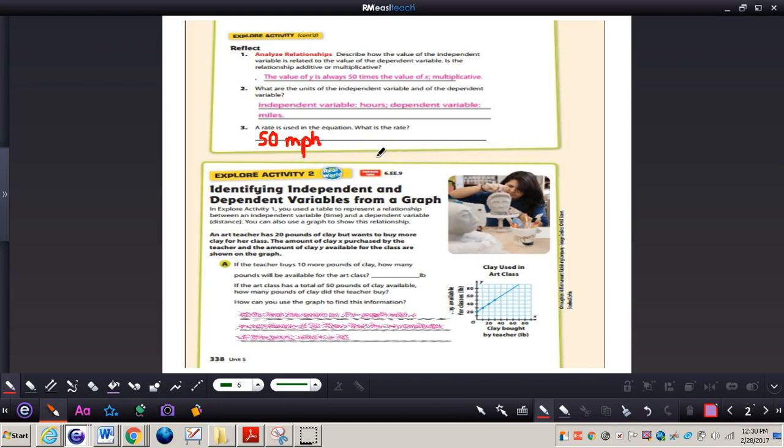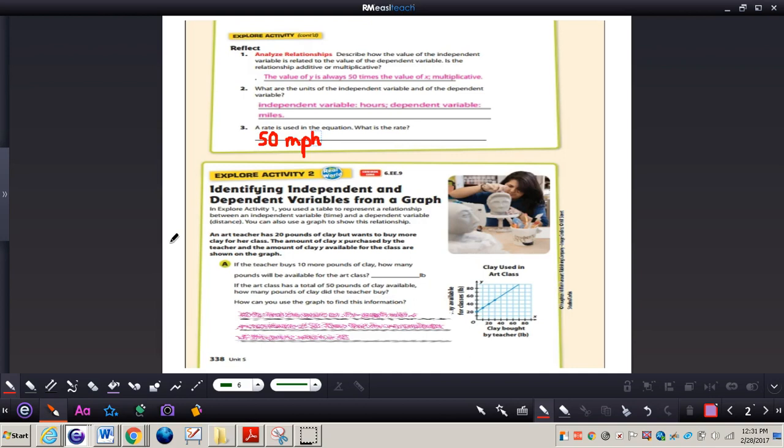miles per hour. So now we've looked at identifying independent and dependent quantities from a table. Now we're going to take a look at identifying independent and dependent variables from a graph. On page 338, in Explore Activity 1, you used a table to represent a relationship between an independent variable, which was time, and a dependent variable, which was distance. We can also use a graph to show this relationship. So let's take a look at page 338, the problem down below.